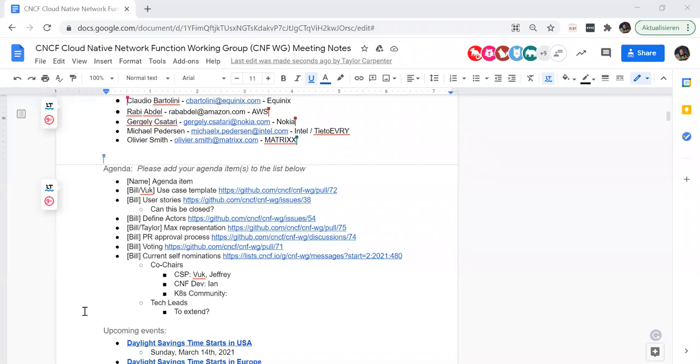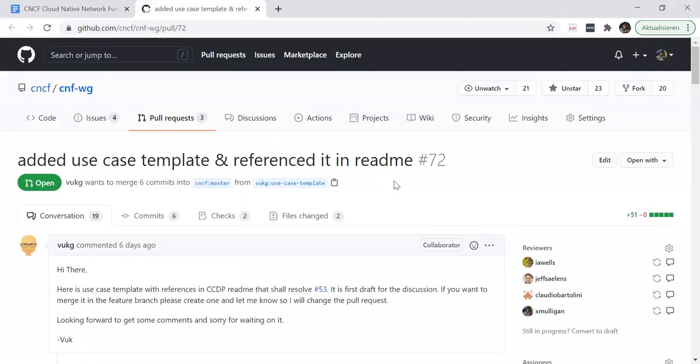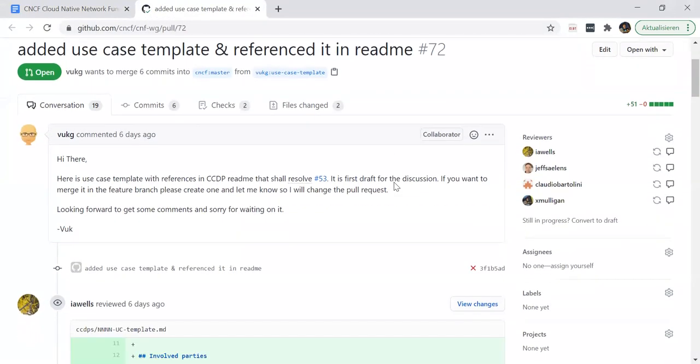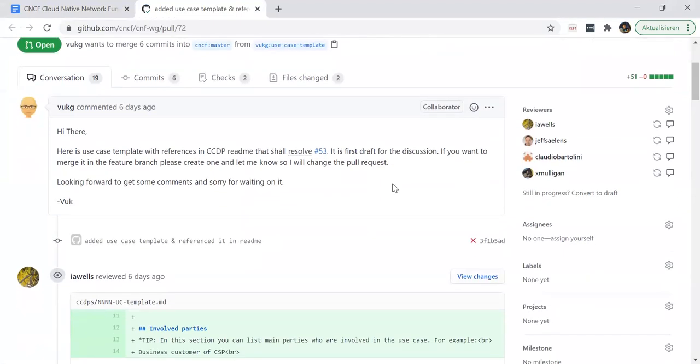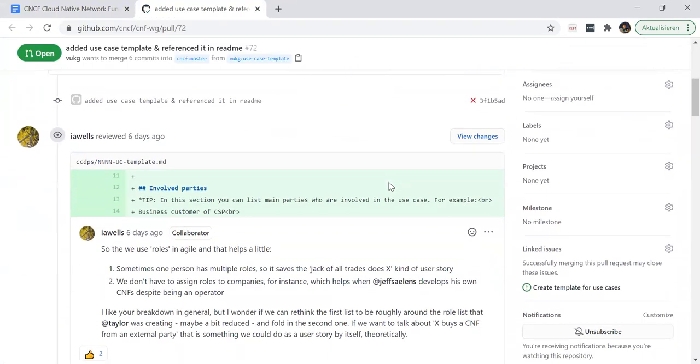Okay, hearing nothing, I think we can probably jump right in. So the first thing on the agenda today is the use case template that Vuk put together. I saw him on the call earlier. And I know there's still quite a few comments around this, but does anybody want to talk through this? Or does anybody have comments? Or Vuk, is there anything you'd like to say?